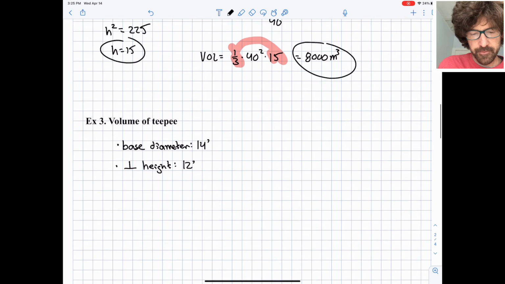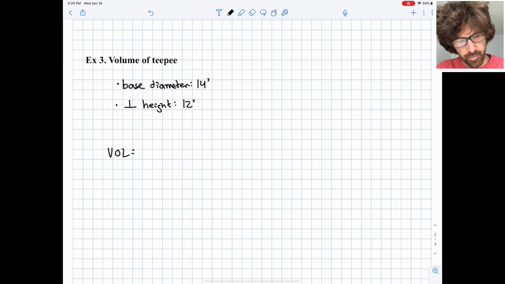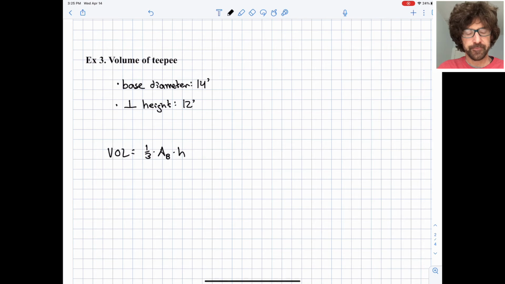All right, another problem here. Let's start working with a cone, which is basically a circular pyramid. Base diameter is 14, and the perpendicular height is 12. So once again, as I've been saying, the volume is 1/3 times the area of the base times the height.